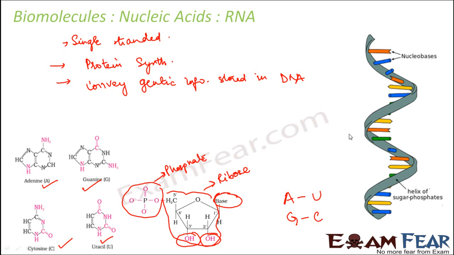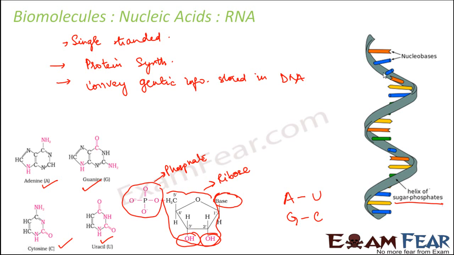Right, so this is pretty simple. Here also if you look at the backbone, this is the backbone which is made up of the phosphate sugar, that is the phosphate ribose forms the backbone, and these nucleobases are nothing but the nitrogenous bases, and the backbone plus the nucleobases together will form the nucleotide.